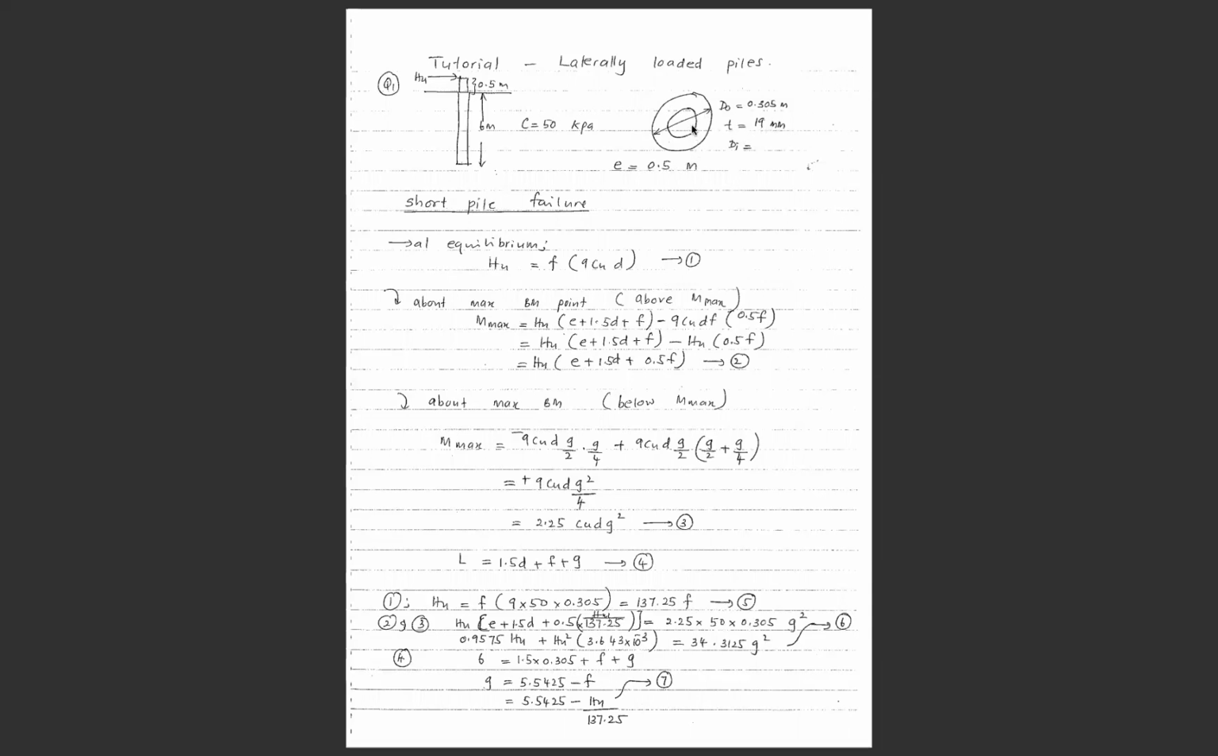So you can work out what's the dimension of the internal area here, and that's to work out the moment of inertia. We will need that later to find the stress on the pile material. So for the short pile failure scenario, as we said, we have 2 equations, one coming from the sum of the horizontal forces on the system.